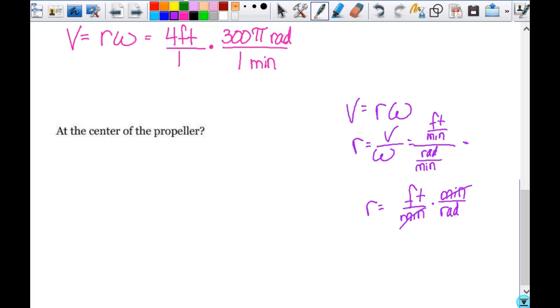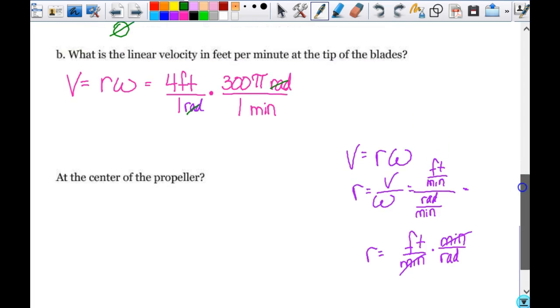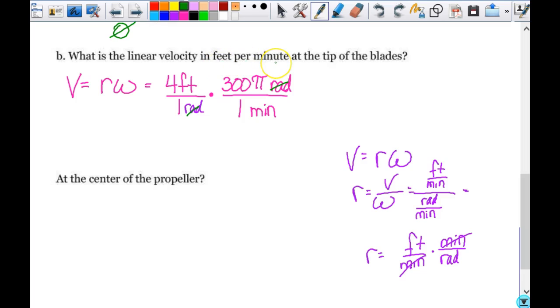This is technically one right here, 4 feet for every 1 radian. And even if you don't write that in there every time, just know that if you have feet times radians over minutes, those radians don't really count as a unit, because here these just cancel out. And what I want it in is feet per minute, and that right there is feet per minute, and so it's 1200 pi feet per minute.